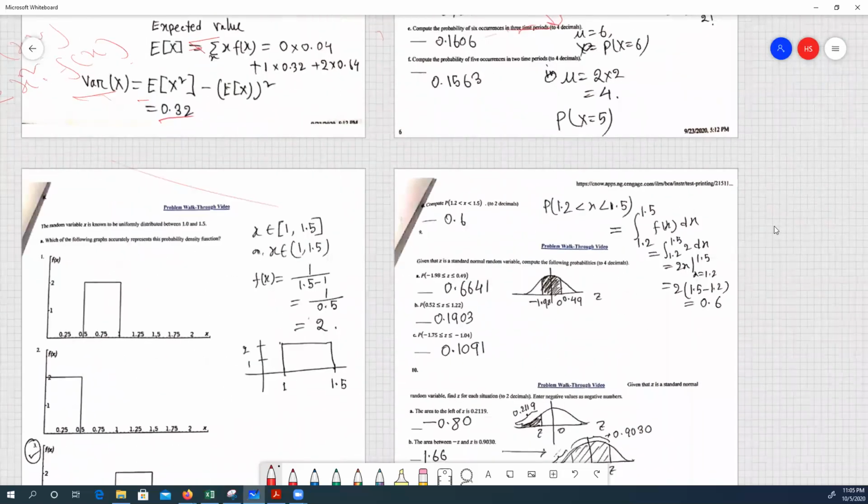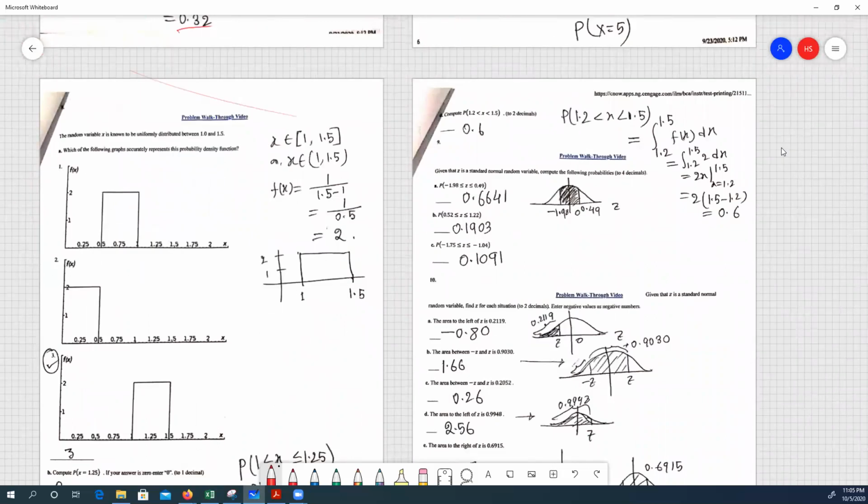Okay, the random variable x is known to be uniformly distributed. So the previous examples are about discrete probability distribution. That's when the values of x are discrete values. Suppose x equals 0, 1, 2, 3, 4. It's not continuous. It's discrete. X can take some discrete numbers. But in this case, x is continuous.